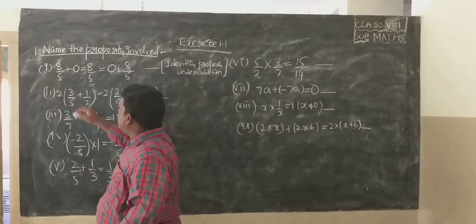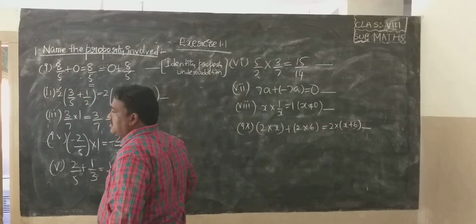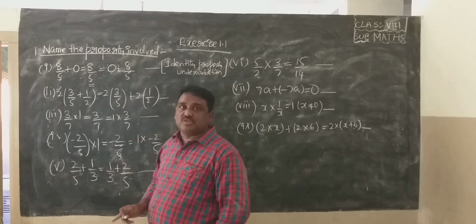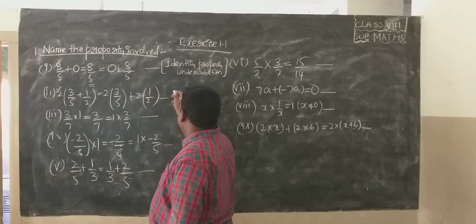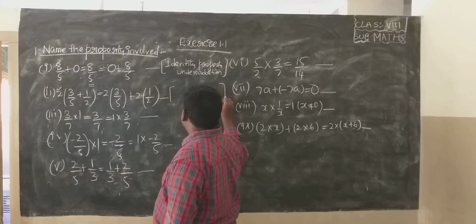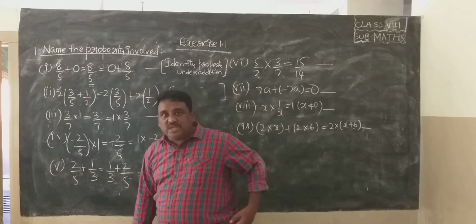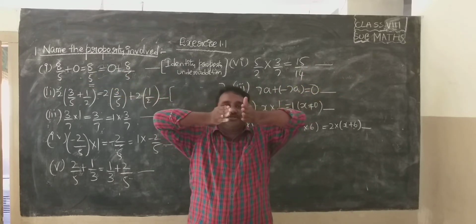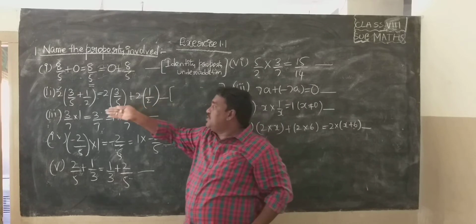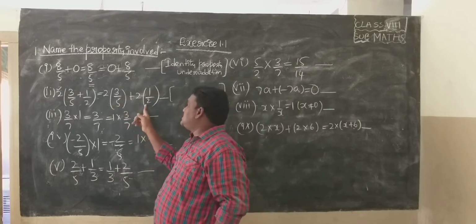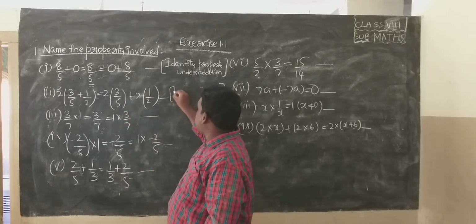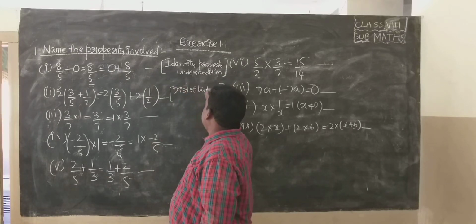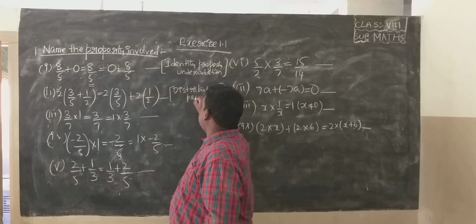Second one, here how many 2's are there? 1. Right side how many 2's are there? 2. What is the name of the property? Left side 1 two, right side 2 twos. 2 is distributed. 2 is distributed to 3 by 5. 2 is distributed to 1 by 2. Name of the property? Distributive property.